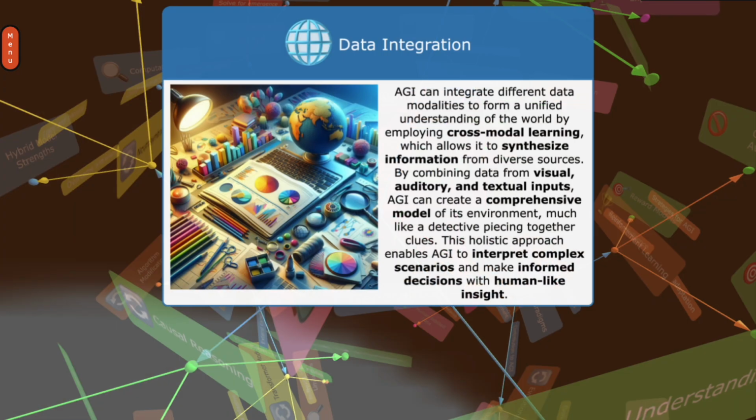AGI can integrate different data modalities to form a unified understanding of the world by employing cross-modal learning, which allows it to synthesize information from diverse sources. By combining data from visual, auditory, and textual inputs, AGI can create a comprehensive model of its environment, much like a detective piecing together clues. This holistic approach enables AGI to interpret complex scenarios and make informed decisions with human-like insight.